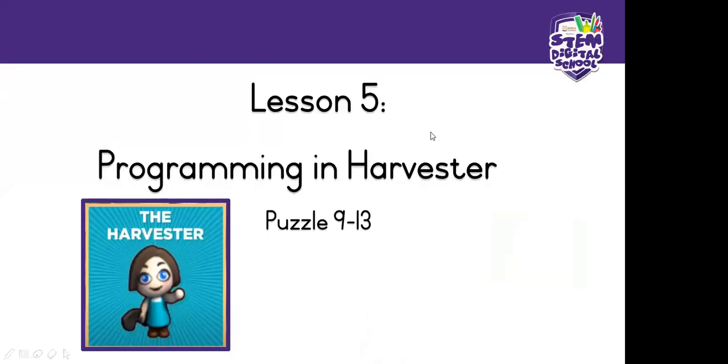Today we are moving on with lesson 5. We're busy with programming in Harvester. Yesterday we started with this lesson, and this is what the Harvester looks like. I just want to change my arrow to a pen so that I can circle things for you. Today we are going to try and do from puzzle 9 to 13.